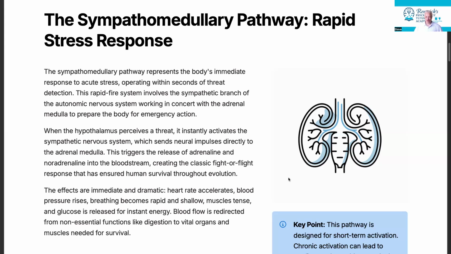So some of the physiological changes to this is your heart rate goes up, pupils dilate, blood pressure goes up, breathing becomes rapid, and you get muscle tension, and glucose is released for energy. Blood flow is diverted away from your stomach to the main organs and the muscles that would help you survive. This is the initial short-term fight, flight, or freeze response.